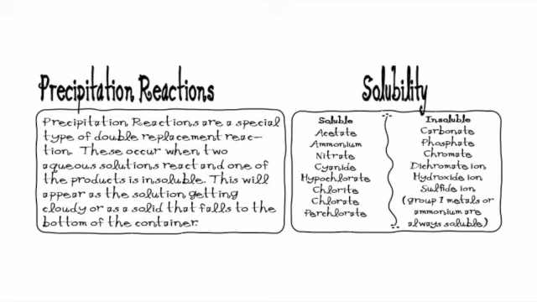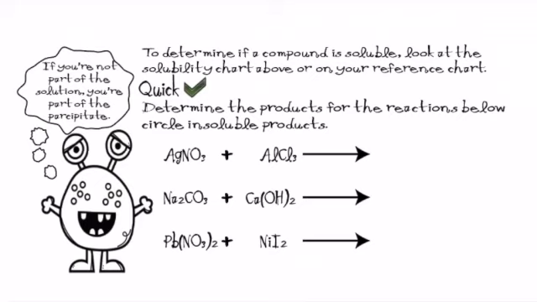Precipitation reactions are a special type of double replacement. These occur when two aqueous solutions react and one of the products is insoluble. This will appear as the solution getting cloudy or as a solid that falls to the bottom of the container. So determine the products for the reactions below and circle the insoluble products. So our anions are going to switch partners.